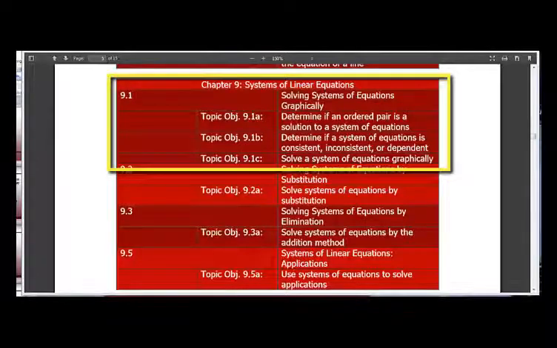Today we will be in Chapter 9, Section 1, Solving Systems of Equations Graphically. Our three topic objectives for today are to determine if an ordered pair is a solution to a system of equations, to determine if a system of equations is consistent, inconsistent, or dependent, and to solve a system of equations graphically.